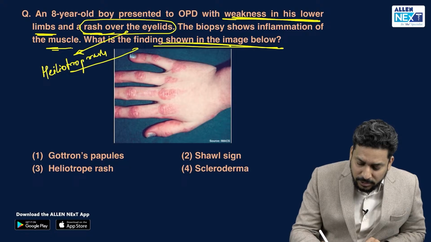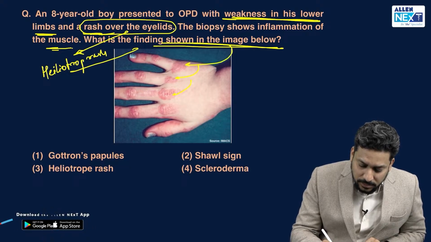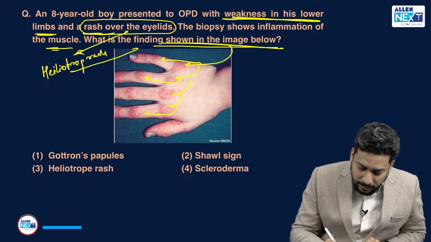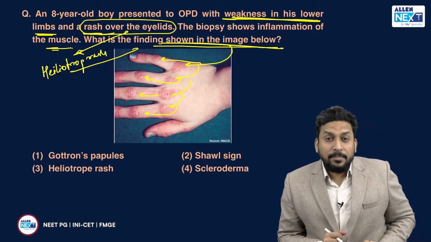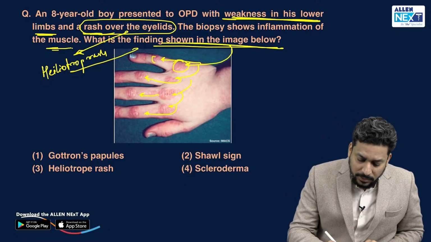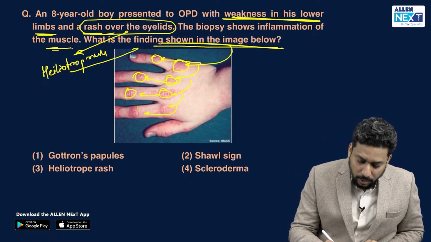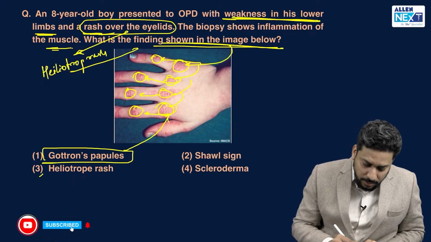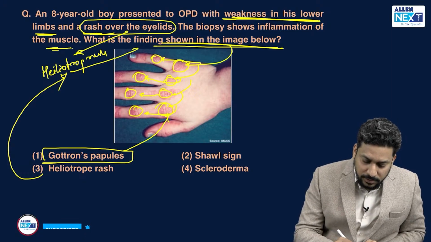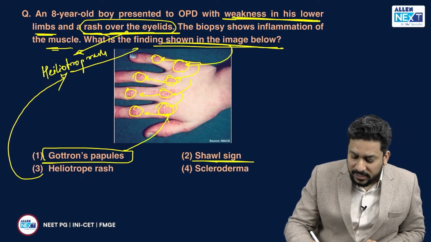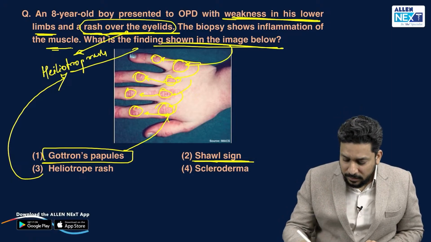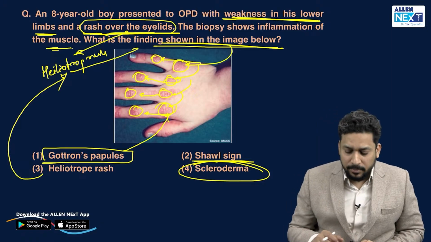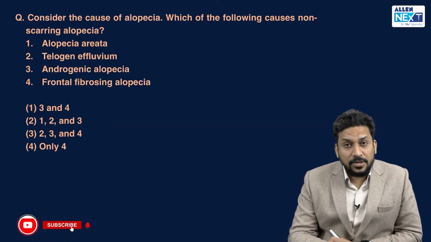In the image you can see these lesions which are present over the interphalangeal joint and carpometacarpal joint. So all these are Gottron papules. But they have mentioned heliotrope rash as well, which is around the eyelids. Shawl sign is over the back, which we have seen in the previous image, while scleroderma is totally different and not associated with dermatomyositis. Consider the cause of alopecia.